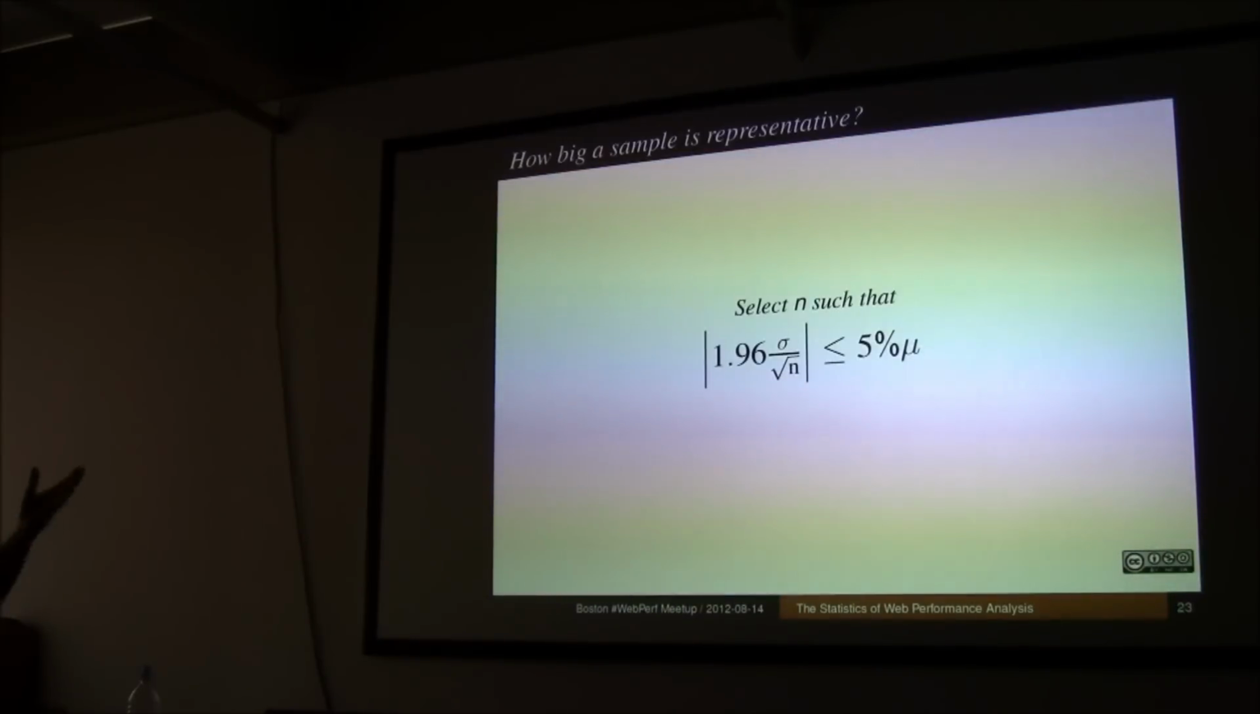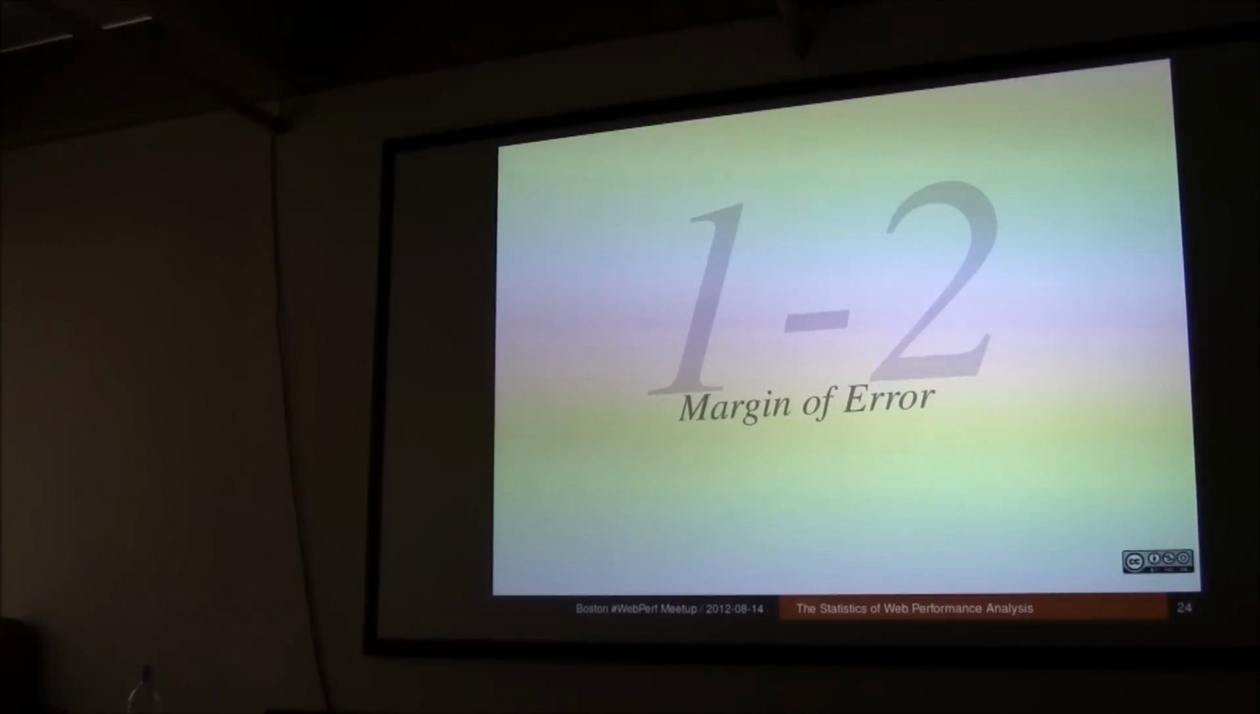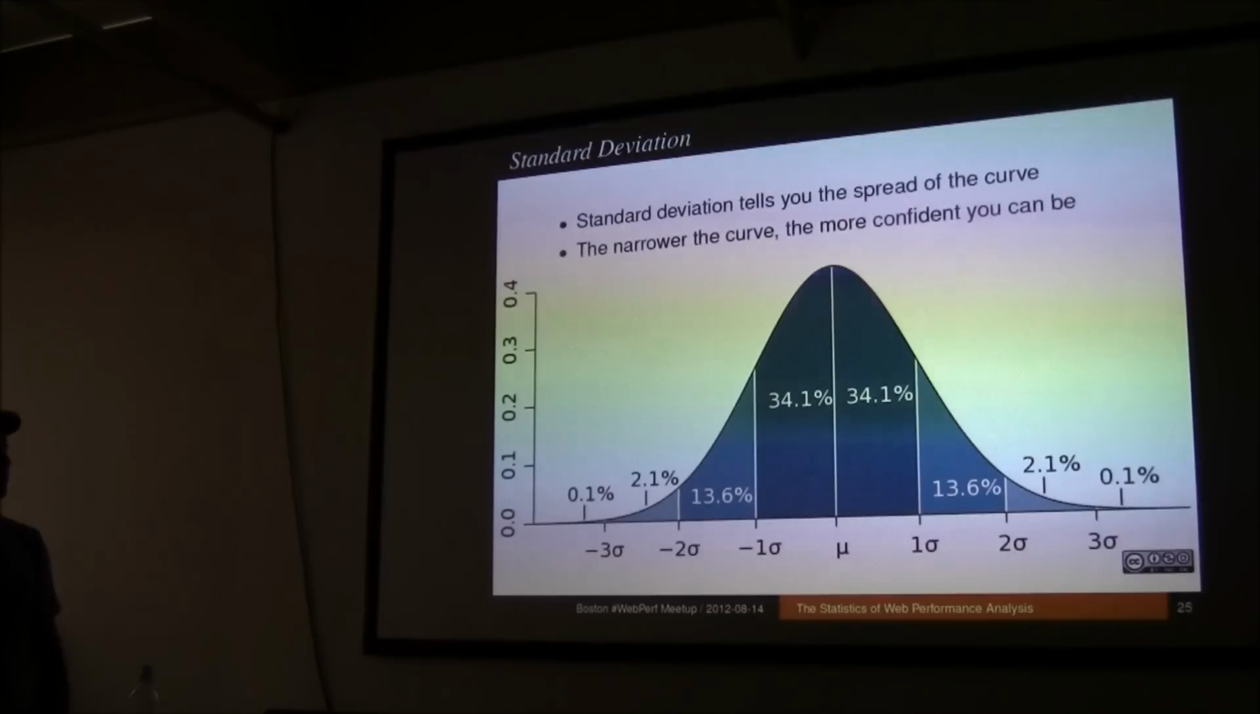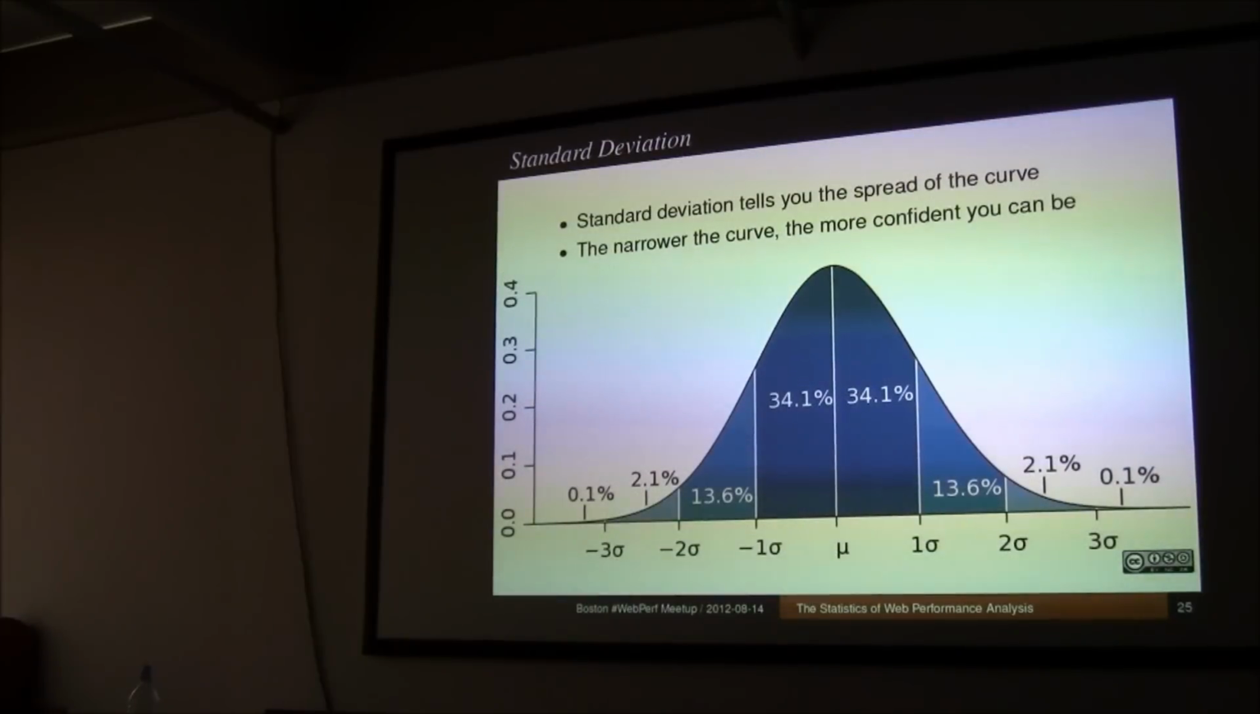I spoke about this function dealing with margin of error, but what is in fact margin of error? So if you look at a normal curve, the standard deviation tells us spread, right? The mean tells us where exactly that curve is centered. The standard deviation tells us how wide or how narrow it is.